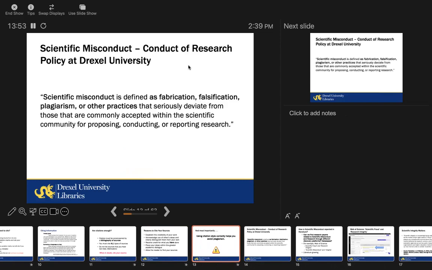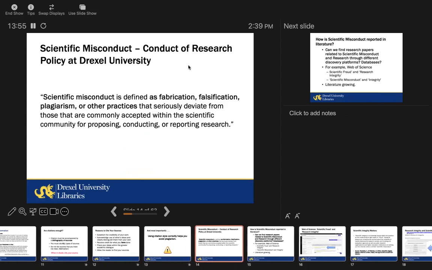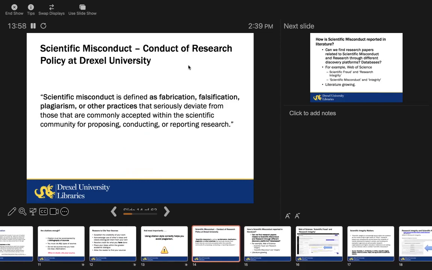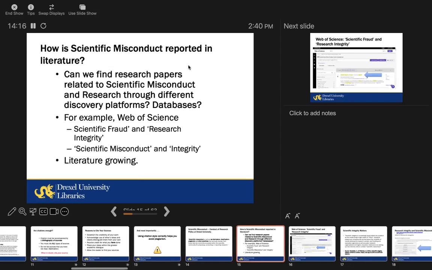Let's go to the next slide. And the scientific misconduct. We briefly touched base on how scholarly research papers were published using fabricated images and data, and we don't want that to happen. And again, highlighting this from our university's website. Let's go to the next.